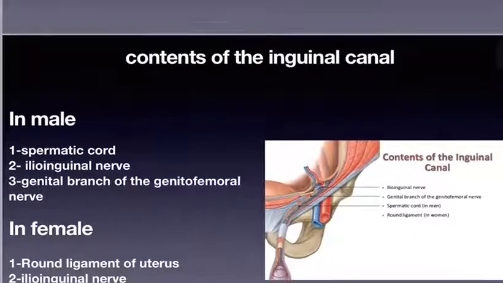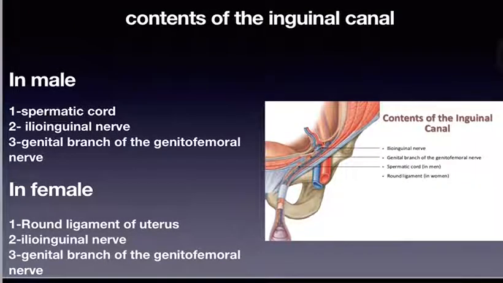The contents of the inguinal canal in males are the spermatic cord, ilioinguinal nerve, and genital branch of the genitofemoral nerve. In females, it contains the round ligament of the uterus, ilioinguinal nerve, and genital branch of the genitofemoral nerve.